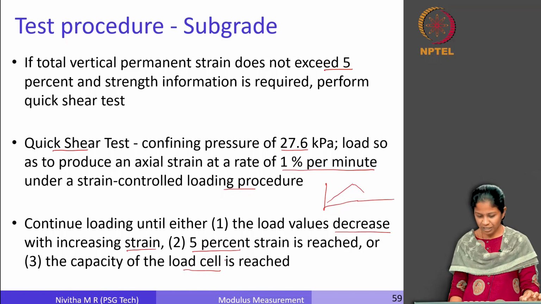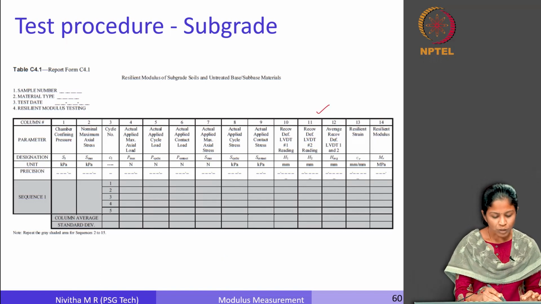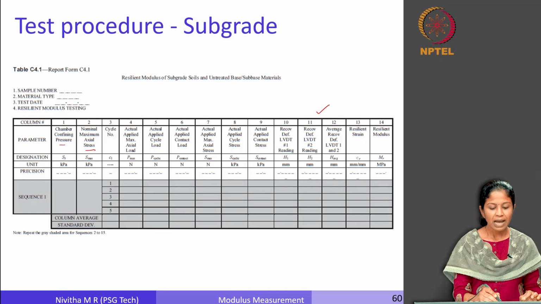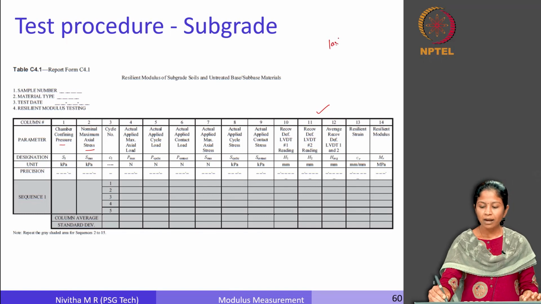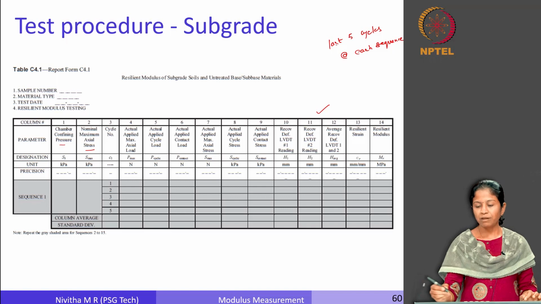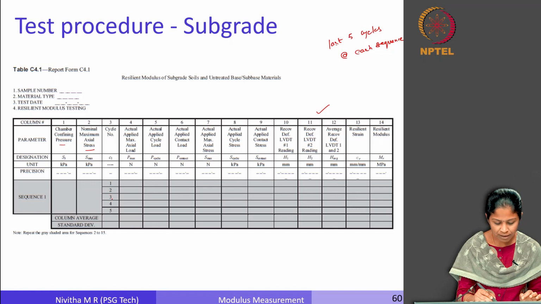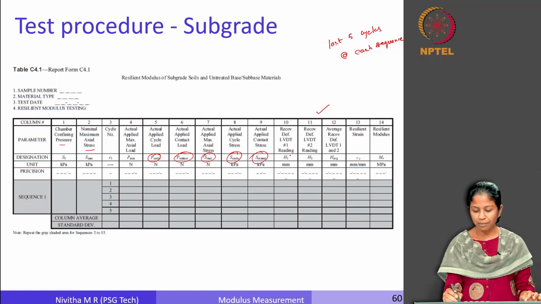So, this is the test procedure for subgrade, and this is the final table that we will be giving as a report. What is the chamber confining pressure? What is the nominal maximum axial stress? Again, you should remember that only for the last 5 cycles at each sequence, we will be using only those values for computation. So, we can give the cycle number. You can see for the sequence, what is the applied load, the cyclic load, contact load, maximum stress, cyclic stress, contact stress, and this is the deformation from LVDT1.